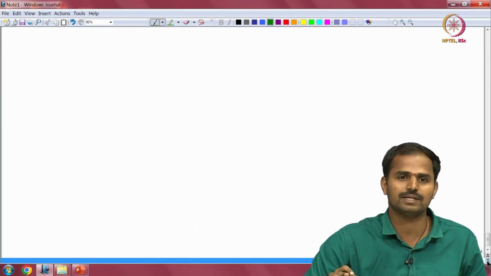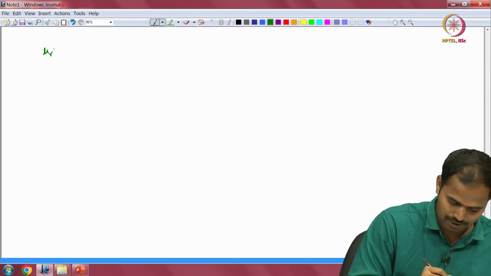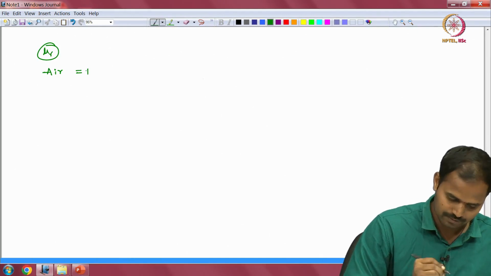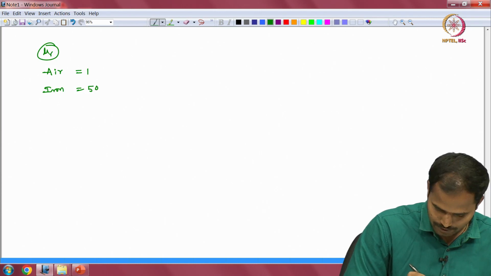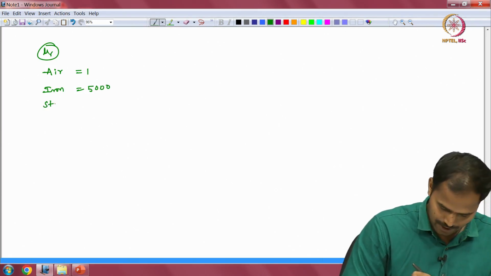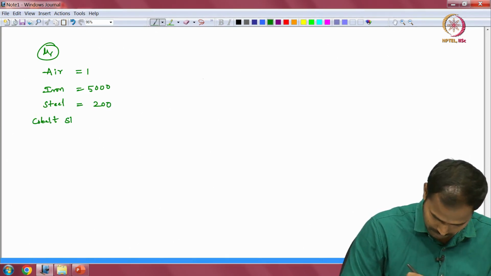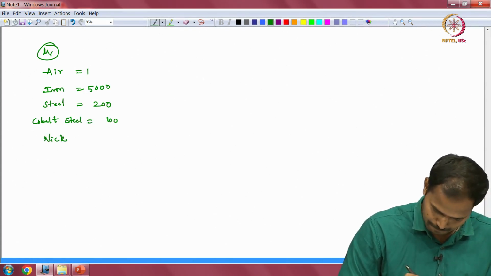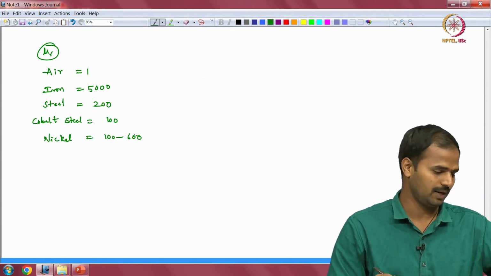So, as of now we have discussed the magnetic field sources. What are the relative permeability values for different cores, we will see. Air, it is 1, and iron it is 5000, and for steel it is 2000, and cobalt steel it is 100, for nickel it is 100 to 600.